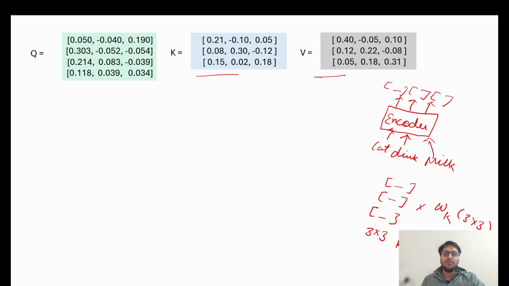Now we all know what will happen after this. We saw how we compute attention.